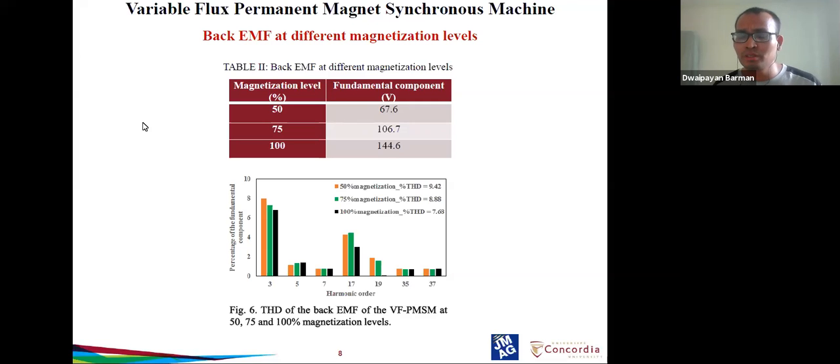Several techniques can be used to minimize these 17, 19, 35, and 37 harmonics, like skewing, pole pairing. That is another kind of research area.